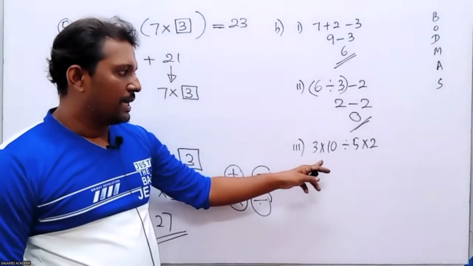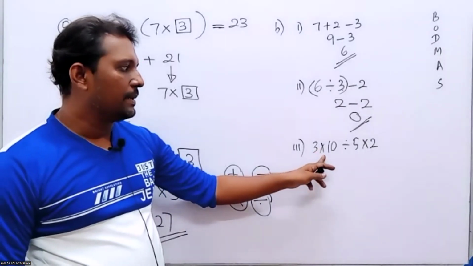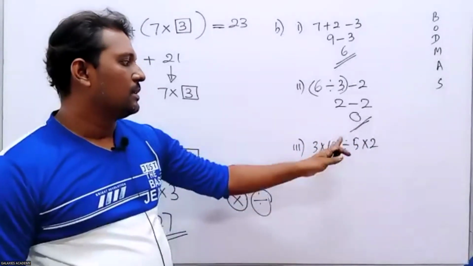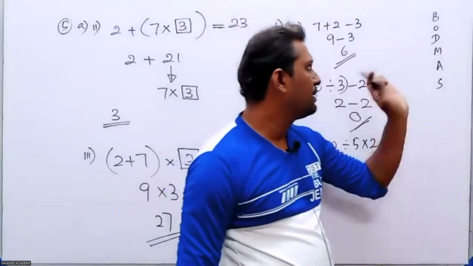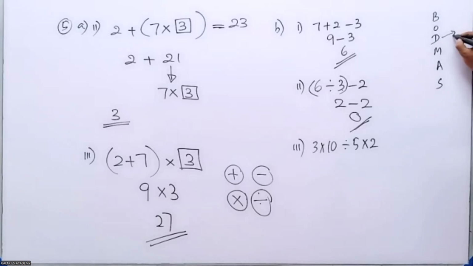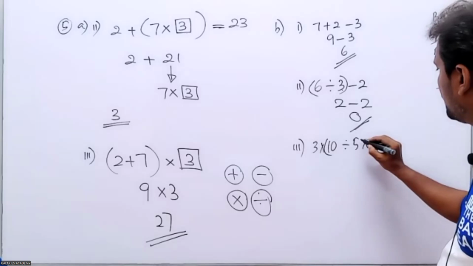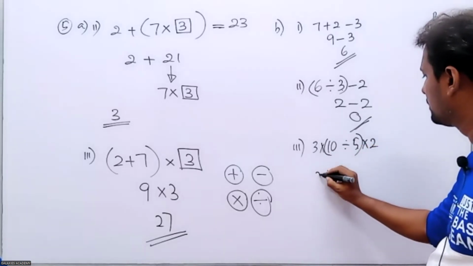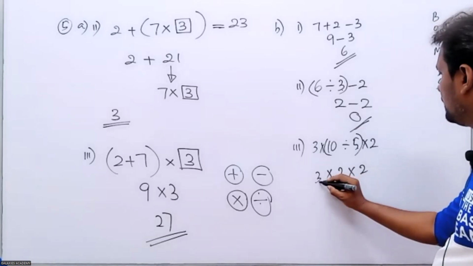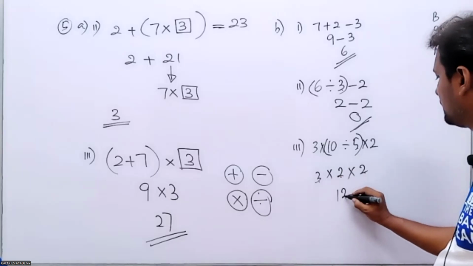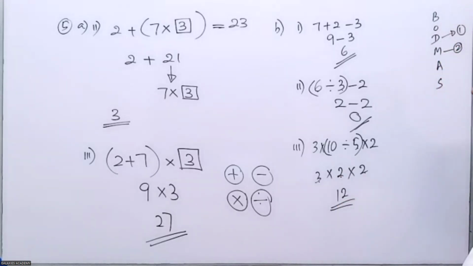Next question, look at multiplication, division, multiplication. So division and multiplication are given. Which one first do you have to do? Division. Second, multiply. Okay. Right. Division means these two, no? So 10 divide 5, 2. 3 times 2, 6. 6 times 2, 12. So the answer is 12.